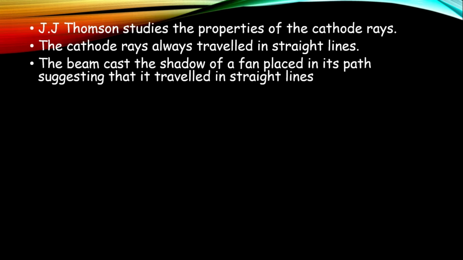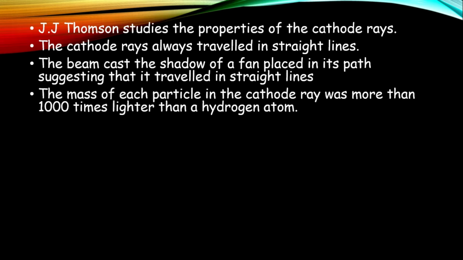When he placed plates around this discharge tube, the rays were deflected away from the negative plate because negative and negative repel each other. Then the beam, as I told you, casts the shadow of the fan. Also, the mass of this particle in the cathode ray was found to be more than 1,000 times lighter than a hydrogen atom. And then Thomson predicted that these particles, which he called corpuscles, were very similar to the blood corpuscles that we have.